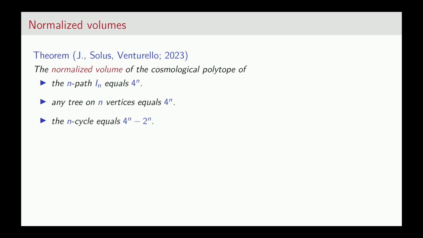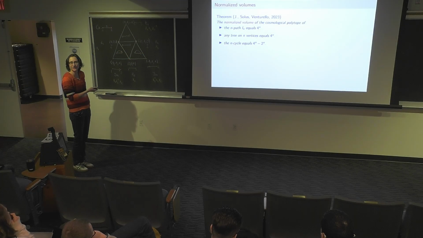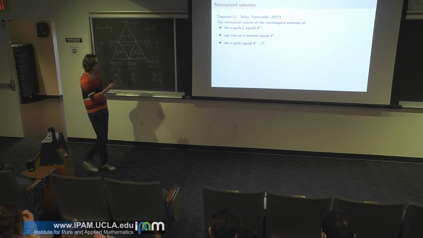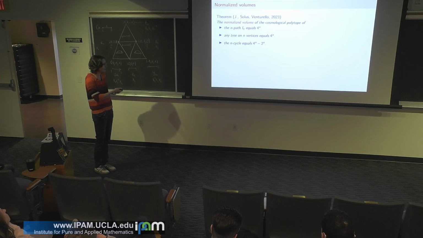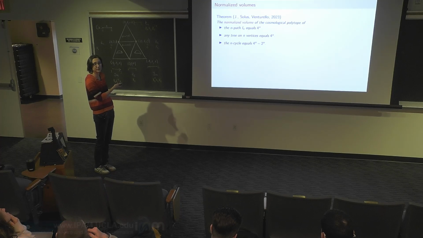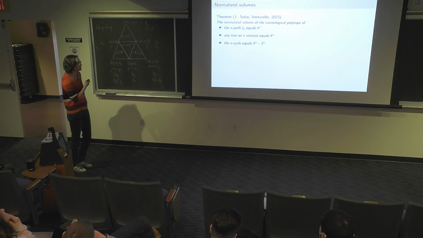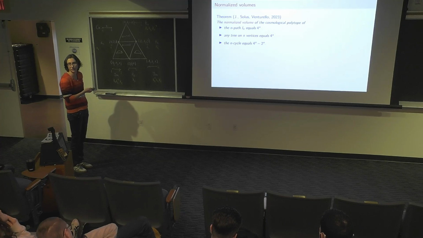And for the n-cycle, which is maybe the next case, again, you see a really nice normalized volume. It's 4^n minus 2^n. So you somehow lose something. And I should also say that these results above here were already known. This was also shown by Lukas Hühne and Leonid Monin in their paper. So for trees, they had the normalized volume. They didn't know it for cycles, and they didn't have a triangulation.